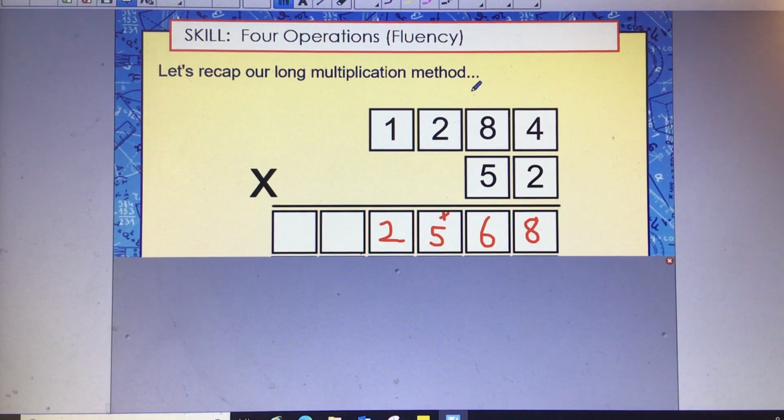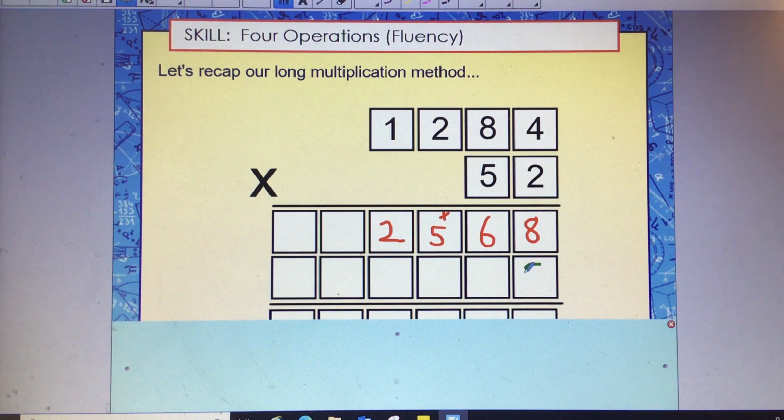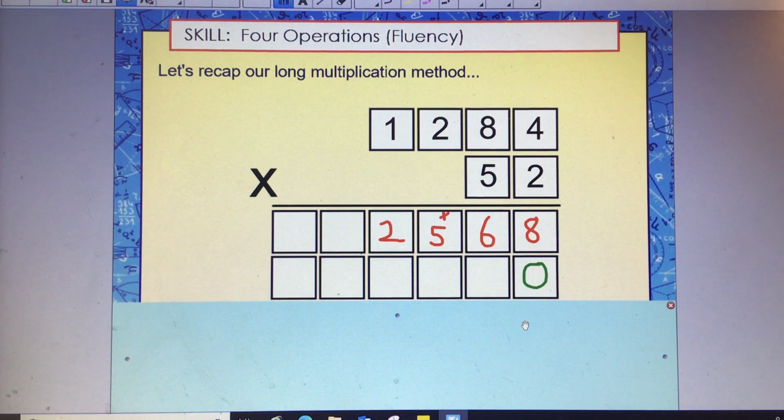2,568 for the top row. I'm going to change colour so we can see this a bit clearer. Now we're going to times that number, 1,284, we're going to times it by this 5. But it's not a 5, is it? It's a 50. There's a 0 hiding under that 2. So we need to drop that 0 down to here. That's a common mistake which lots of us slip up on sometimes, forgetting to drop that 0.